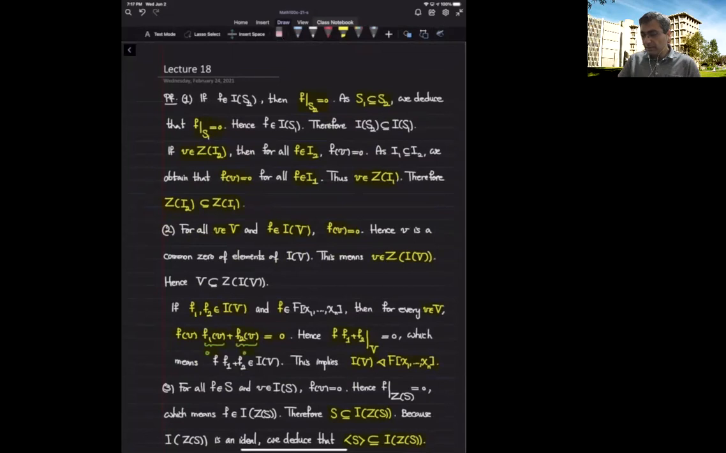Now, similarly, if I tell you that I sub 1 is a subset of I sub 2, and I pick a common zero of all the elements of I sub 2, because I sub 1 is a subset of I sub 2, clearly that element V is also a common zero of all the elements of I sub 1, which means V belongs to the common zeros of I sub 1, and we get the implication. We get that the common zeros of I sub 2 is definitely a subset of the common zeros of I sub 1.